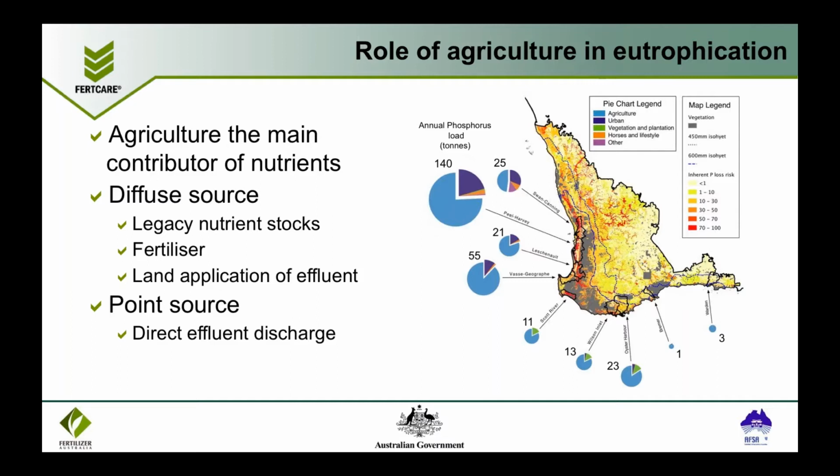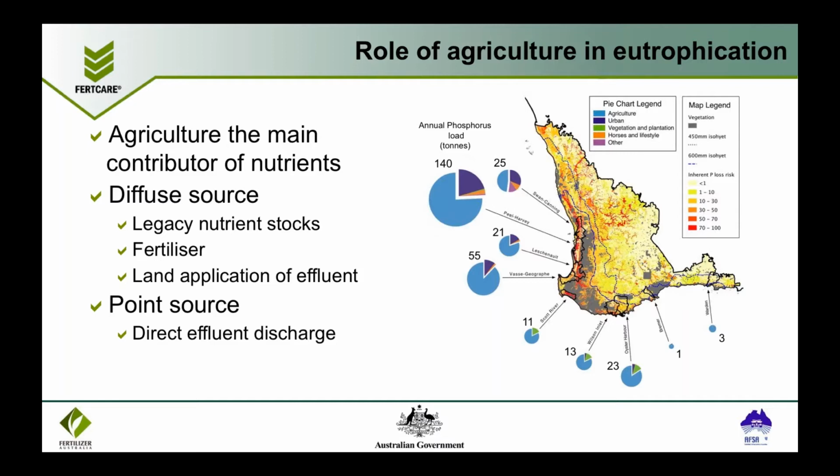But a lot of these nutrients are derived from diffuse sources, so stock, so that's nutrients that are stored in the soil, given that agriculture has been carried out in the landscape for half a century or more. Some of that may be directly from fertiliser or from the land application of effluent, and occasionally it may come from point sources like direct effluent discharge.